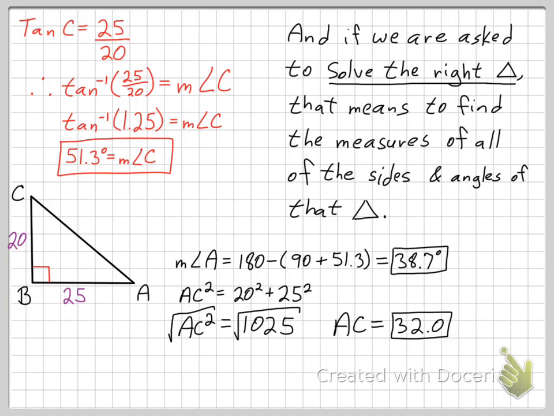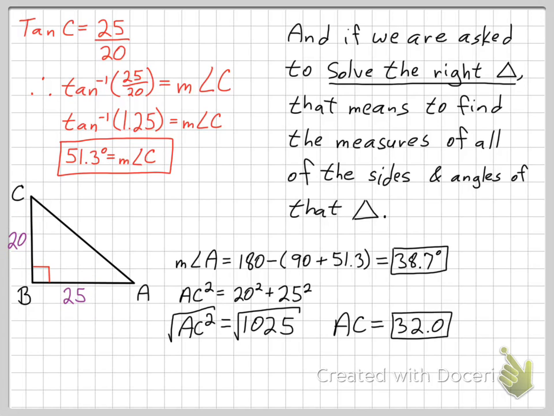Actually, you know what? I know all my angles now, right? I figured out angle C is 51.3 degrees, and angle A is 38.7 degrees, and I have all the sides, 20, 25, and 32. And I found that 32 by using the Pythagorean theorem. So I'm showing you the way I would solve this right triangle. Once I know two angles, I would just go 180 minus the sum of those two angles and get my third angle. If I knew two side lengths, the easiest way for me is to just use the Pythagorean theorem.